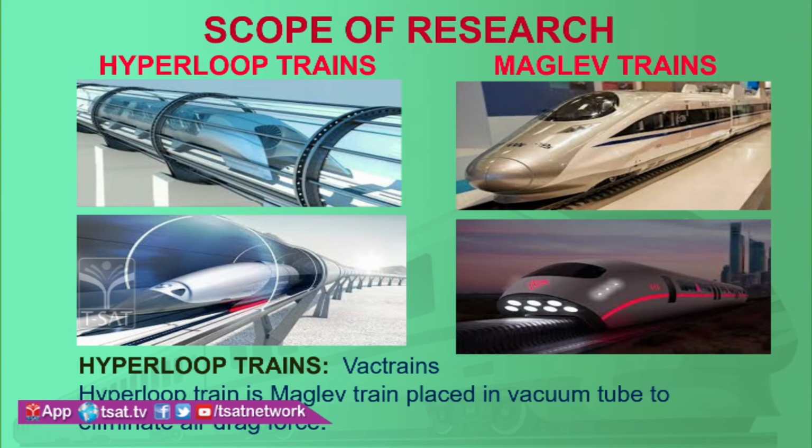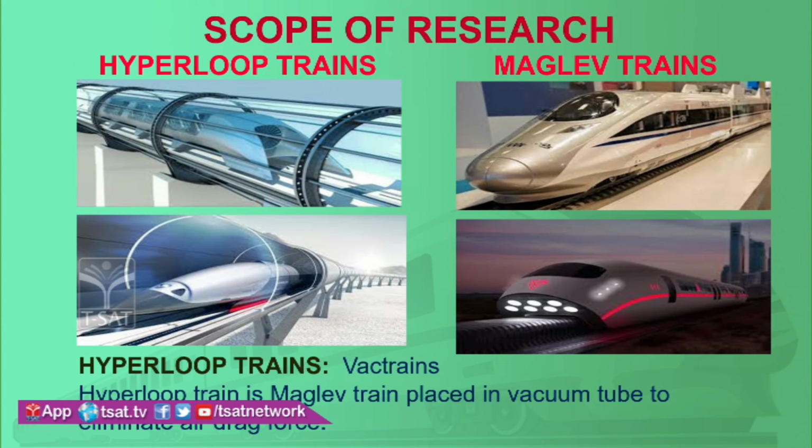While the maglev train is moving on the track, there is some air resistance. Due to that, although we are developing high-speed trains with maglev, there is still air resistance. In order to decrease that air resistance, scientists came up with a solution, hyperloop trains. The trains are placed in a vacuum tube to eliminate air drag force. By eliminating the air, we could develop higher speed than maglev.